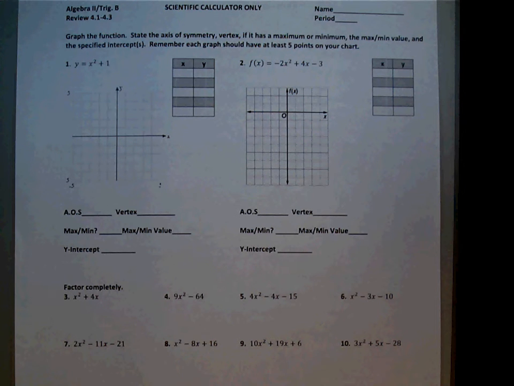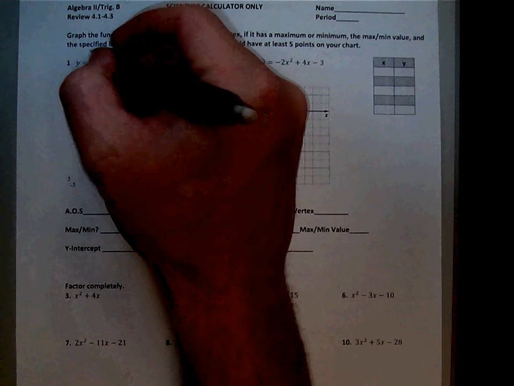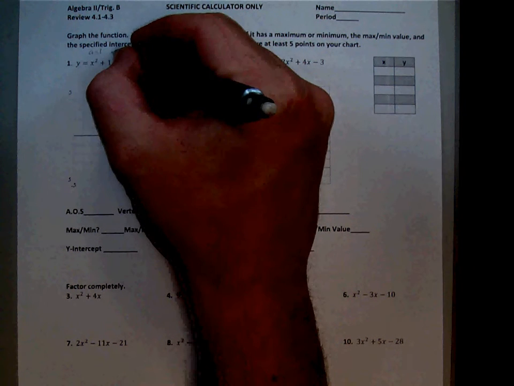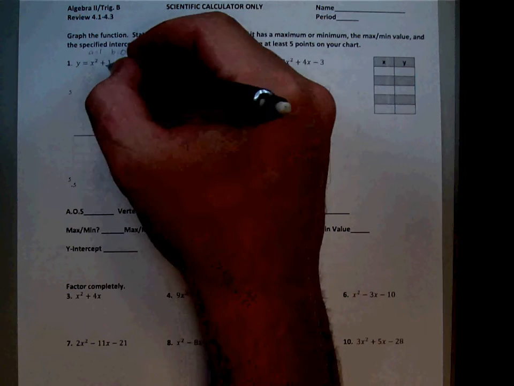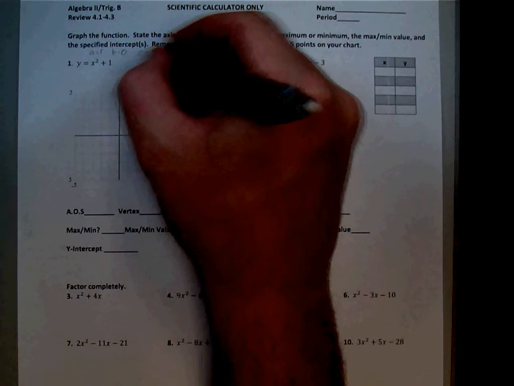Okay, number one, I'm going to identify my a, b, and c. So a is 1, it's the coefficient of x squared. There is no x term, which means the b is 0, and then the constant, the c, is 1.